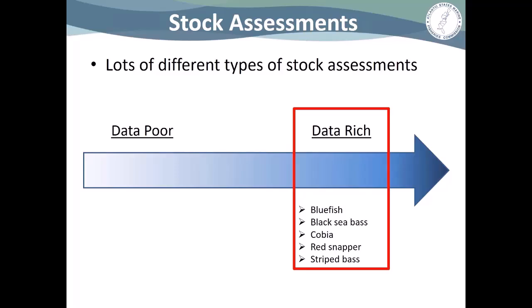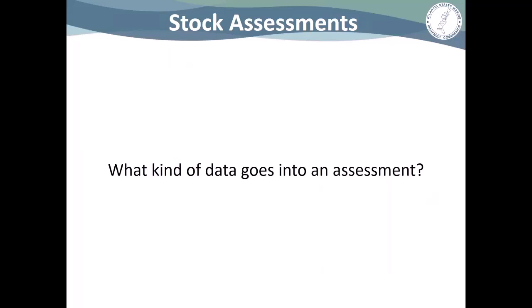This far dark blue point of the arrow is that ecological reference point stuff that we were talking about this morning. This is maybe a step or two back in terms of the kinds of data that we need to get good answers out of these assessments. What kind of data goes into the stock assessment? What makes this data rich? There's two key pieces of information we need for these models.